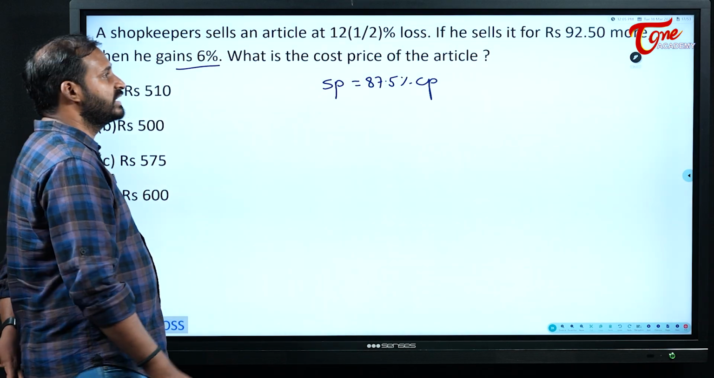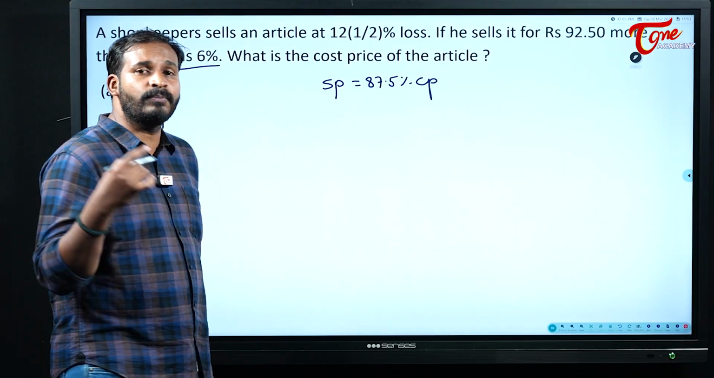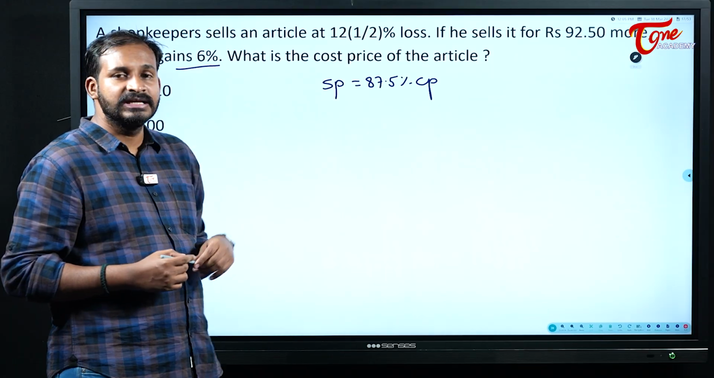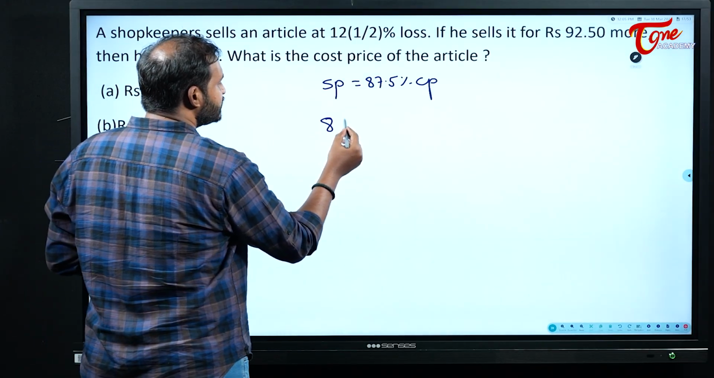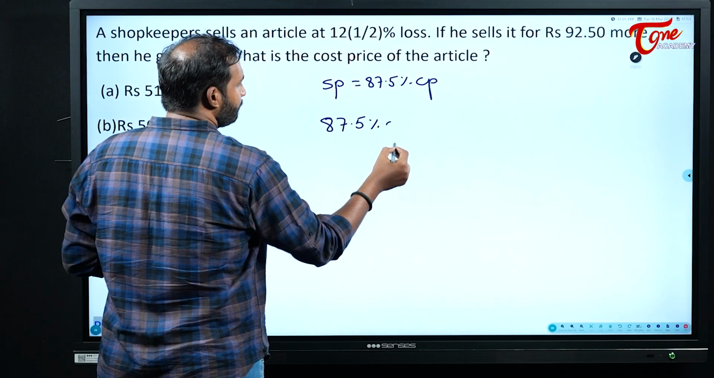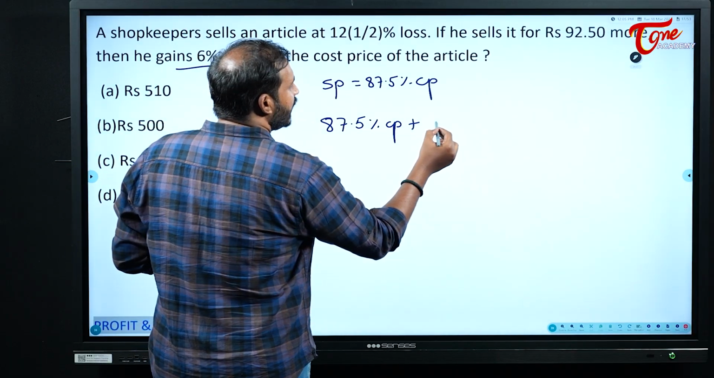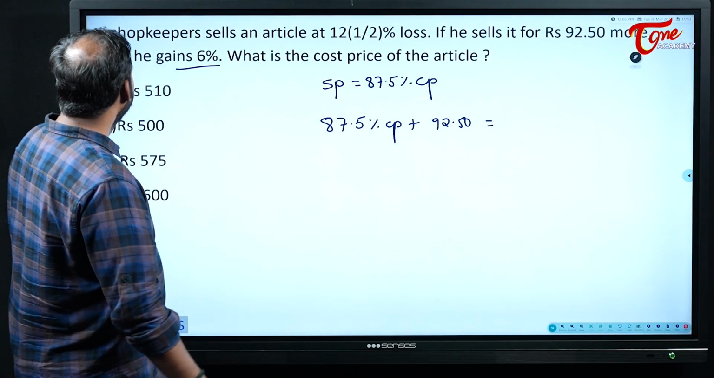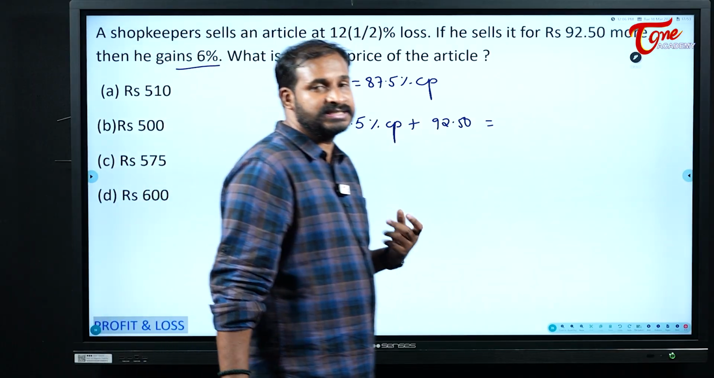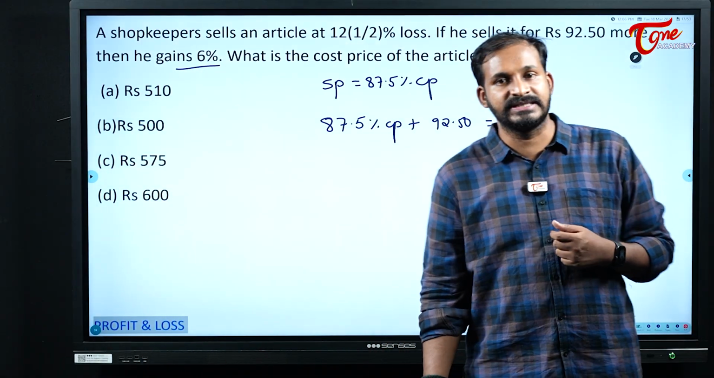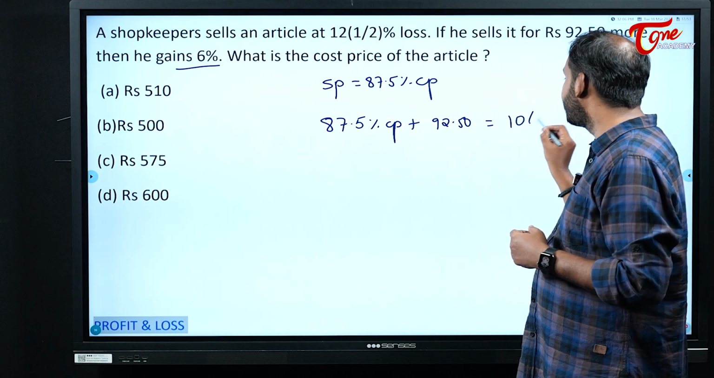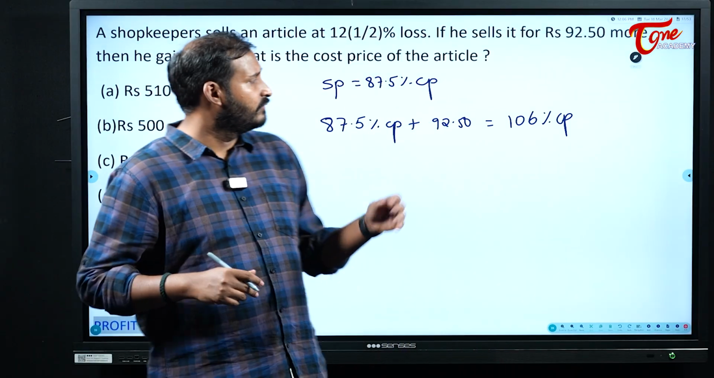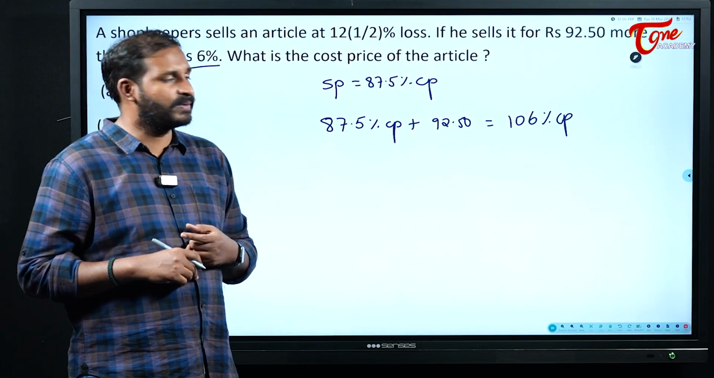87.5%. Now, what he is telling us is, if he sells it for 92.50 more, that means to this selling price he is adding 92.50. That means 87.5% CP plus 92.50 will be equal to what? Then he gains 6%. Gain 6% means how will you write the relation between SP and CP? 106% of CP, right? We all know it very well.